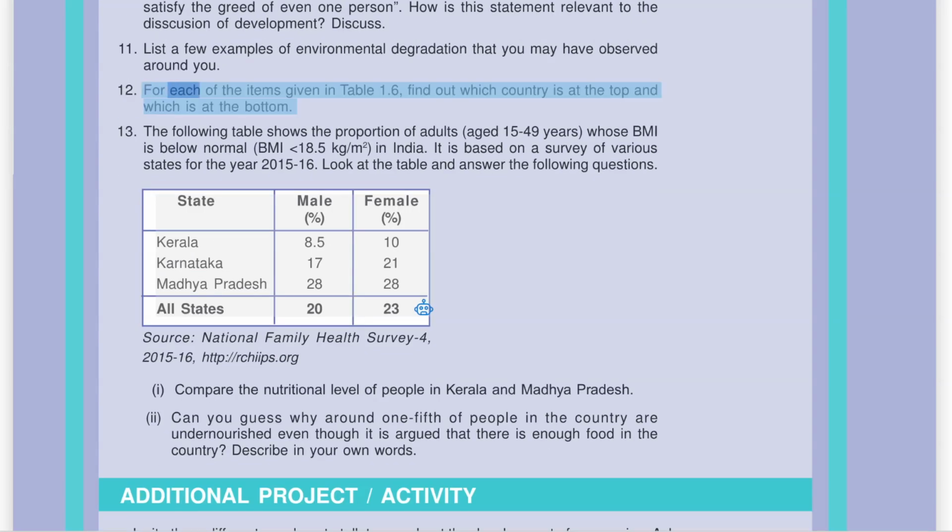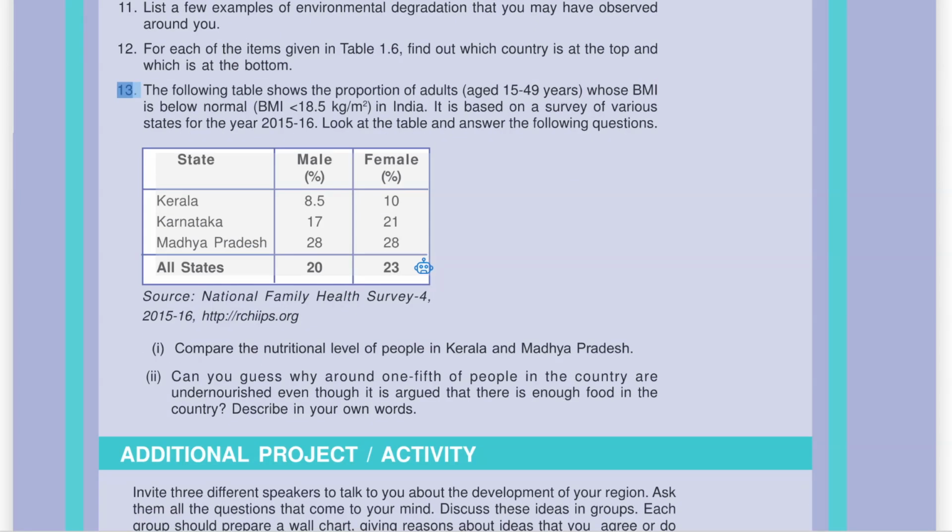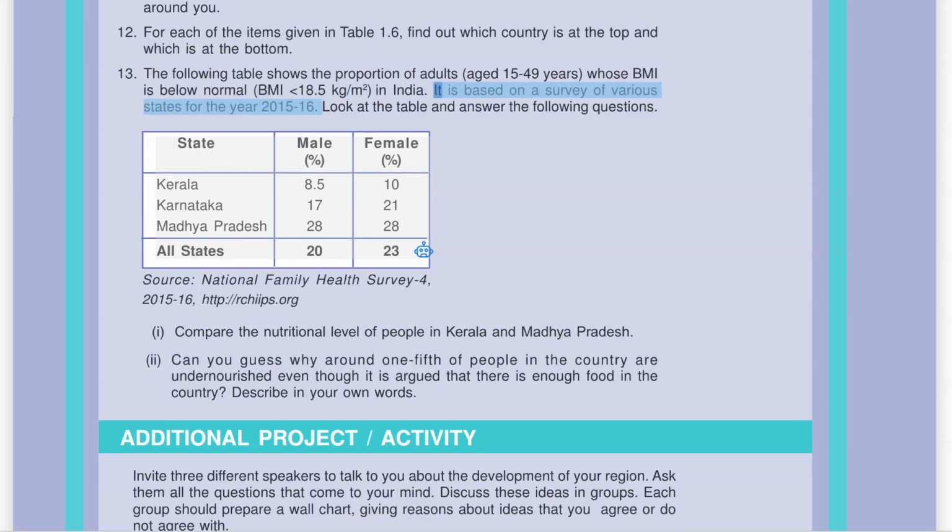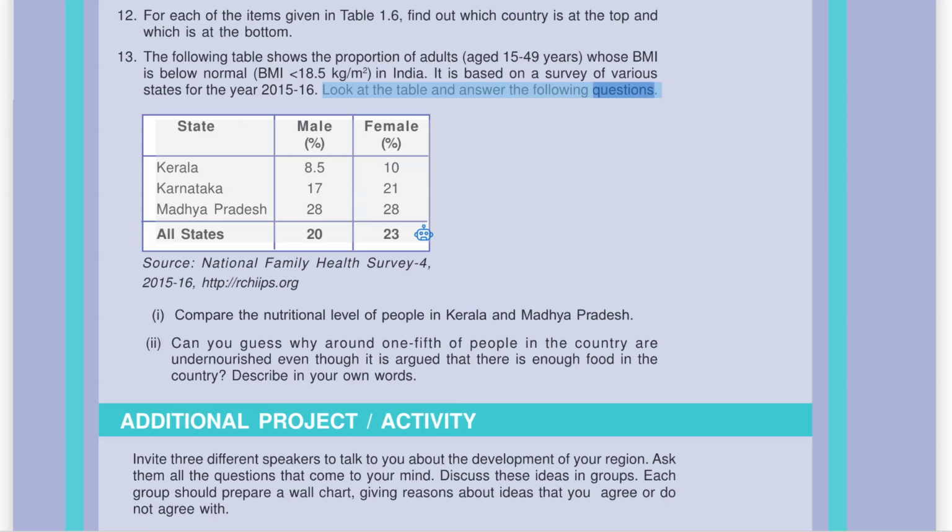12. For each of the items given in Table 1.6, find out which country is at the top and which is at the bottom. 13. The following table shows the proportion of adults aged 15 to 49 years whose BMI is below normal (BMI less than 18.5 kg/m²) in India. It is based on a survey of various states for the year 2015-16. Look at the table and answer the following questions.